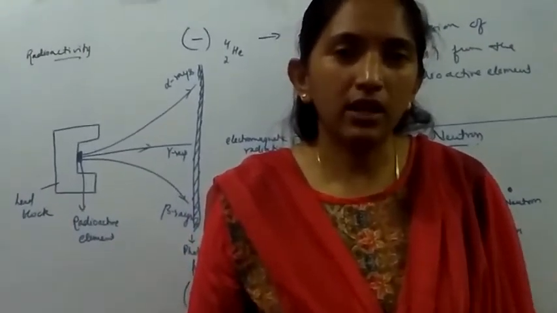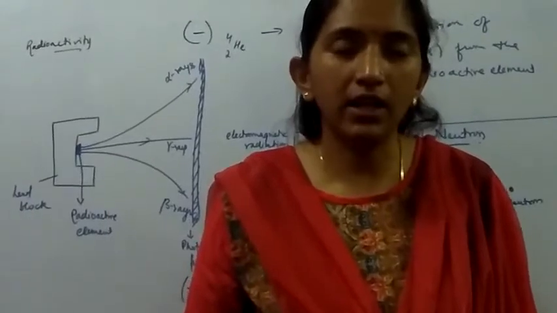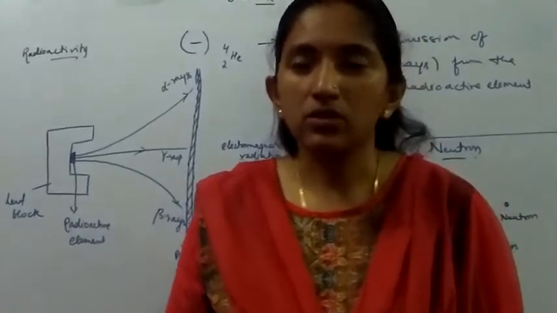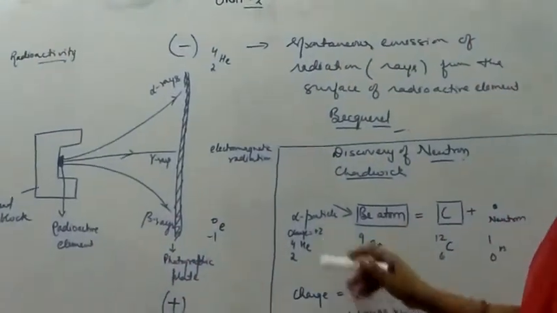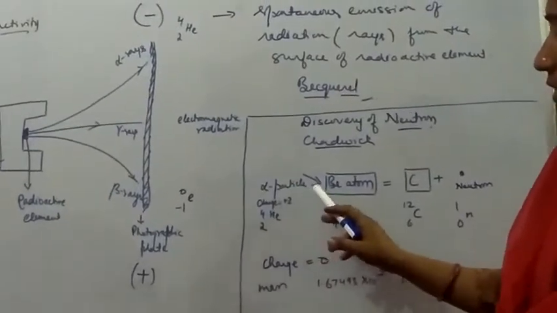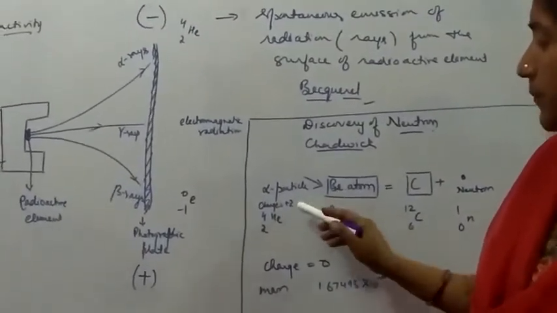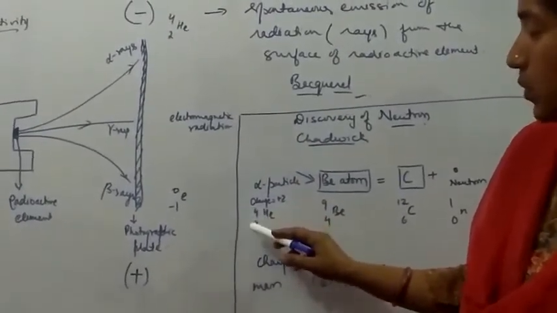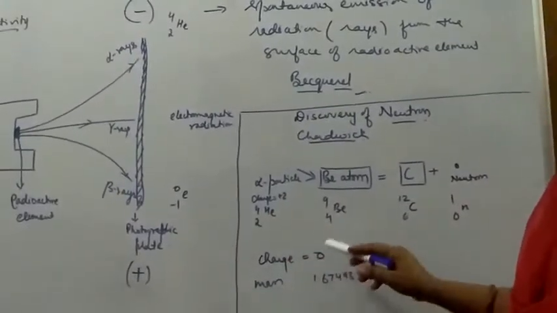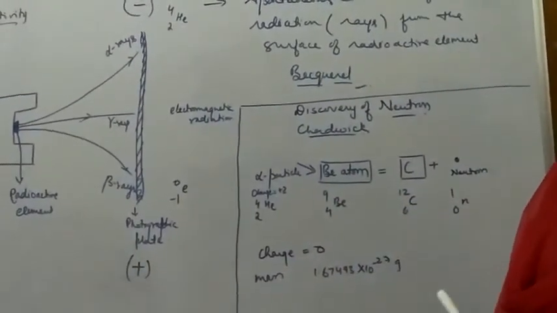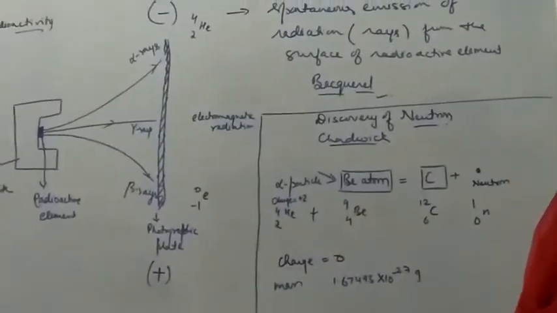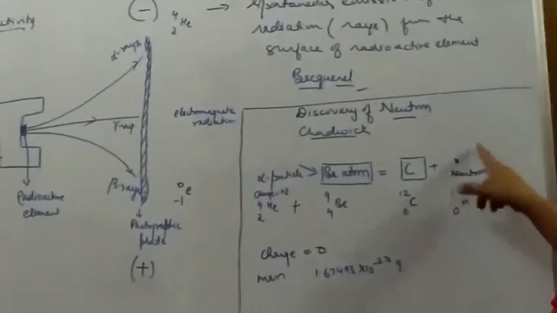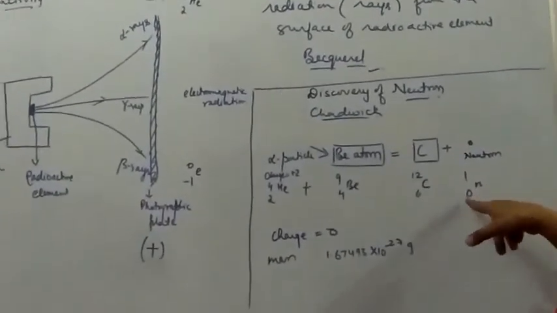And he found that carbon was formed, and along with that a new particle was obtained which bore no charge but had mass, right? So just see the equation here. He made fast moving alpha particles, which are positively charged particles with a configuration similar to helium, with mass number 4 and atomic number 2, strike the beryllium. When the striking takes place, there is an addition, right? And the product formed was carbon, and another, new particle was formed which bore no charge.